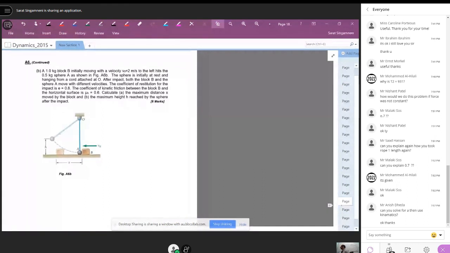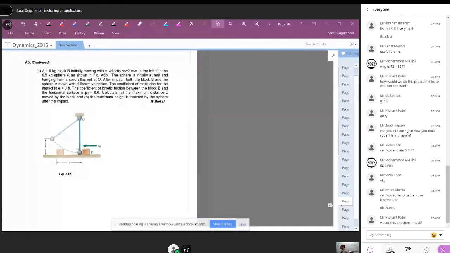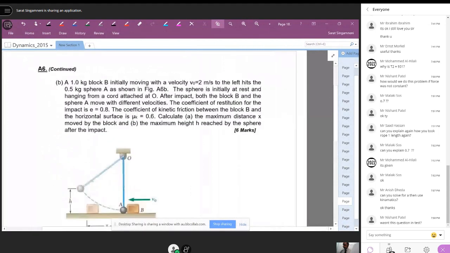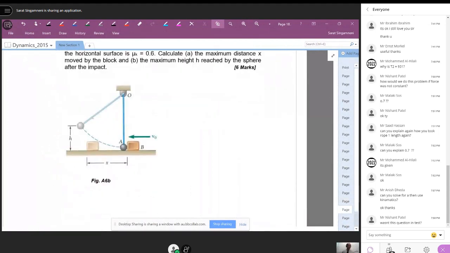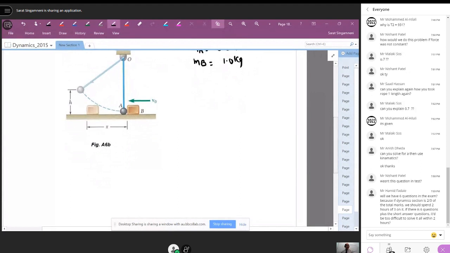This problem I gave you in the test. I repeat sometimes problems, and this was repeated. And here, what is done? Mass of A is 0.5 kilograms. Mass of B is 1.0 kilograms. I will be uploading this solution anyway tomorrow morning before you come to collect your scripts. So I will quickly go through what it is.